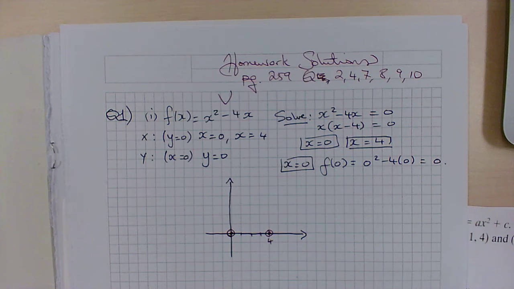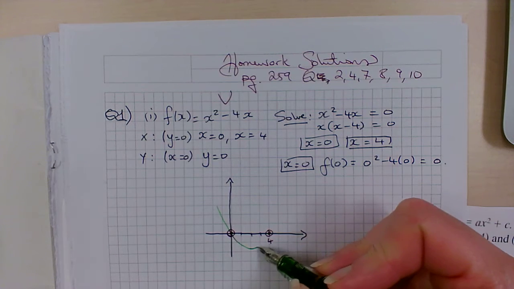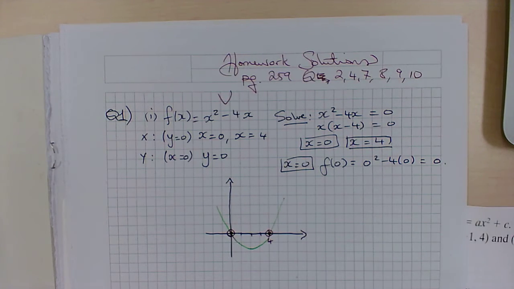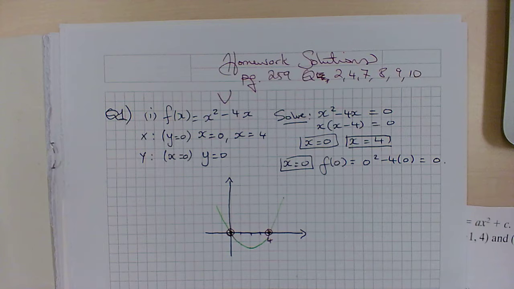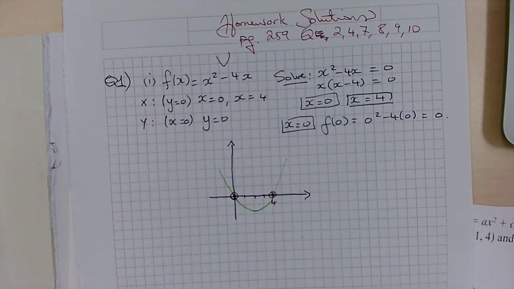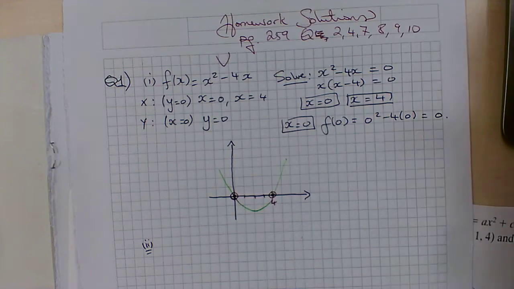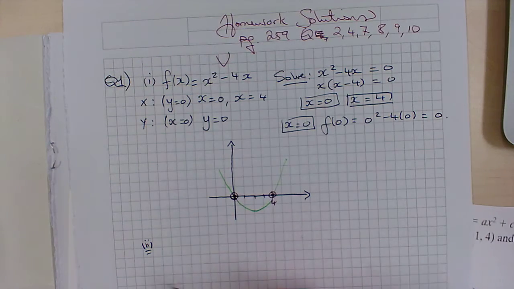So when I sketch the graph, it just looks like a U-shape like that. I'm not even filling in a scale on the y-axis. They just wanted the shape and where it goes through the x and the y-axes. Okay, so if you felt a little bit confused about that, hopefully you understand the process now. The next two are very similar.